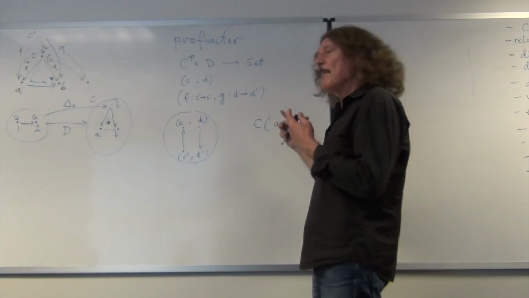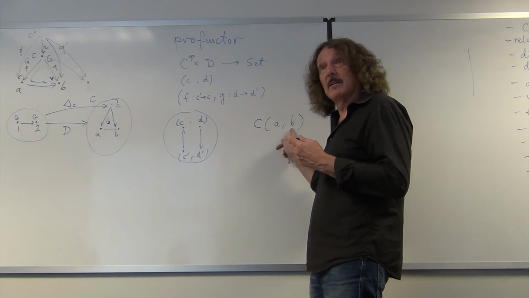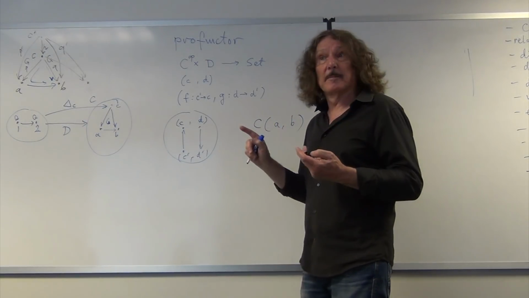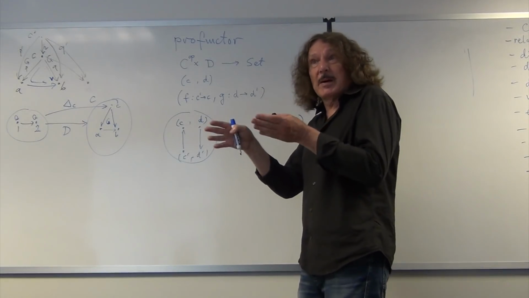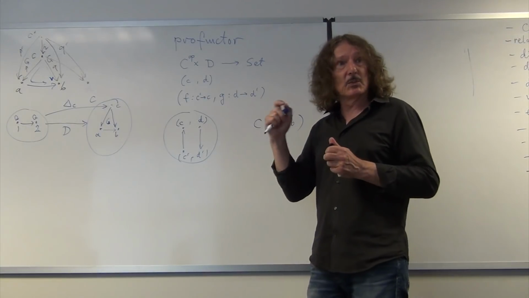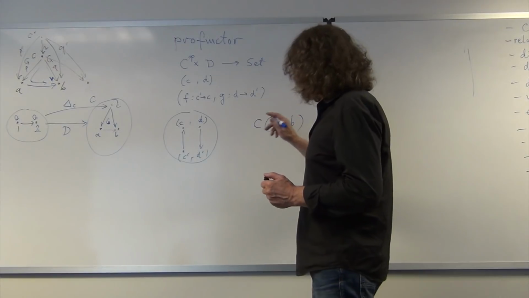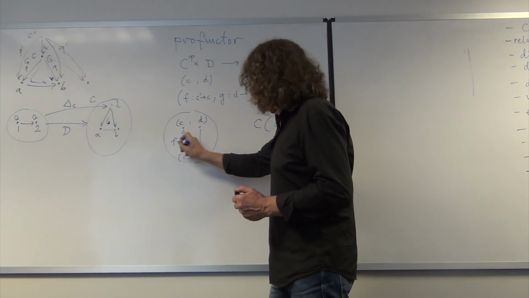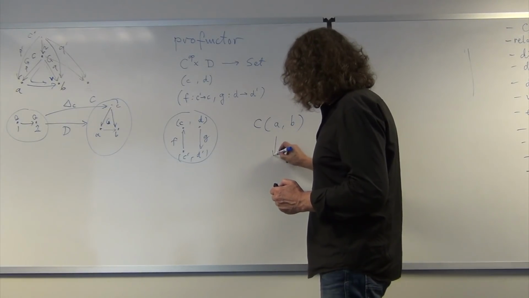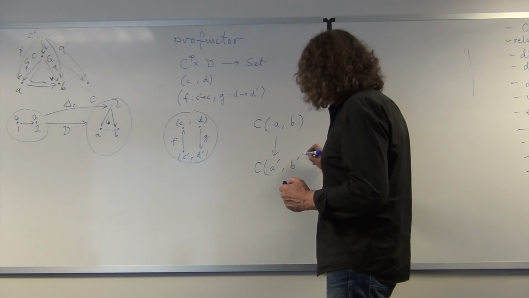So it's a mapping that takes a pair of objects, A and B, to a set of morphisms from A to B. So that's one part of the definition of a profunctor. It takes a pair of objects, right? What does it do to morphisms now? So it takes a pair of morphisms like these, right? And it has to lift it to map C(A, B) to C(A', B'), right?